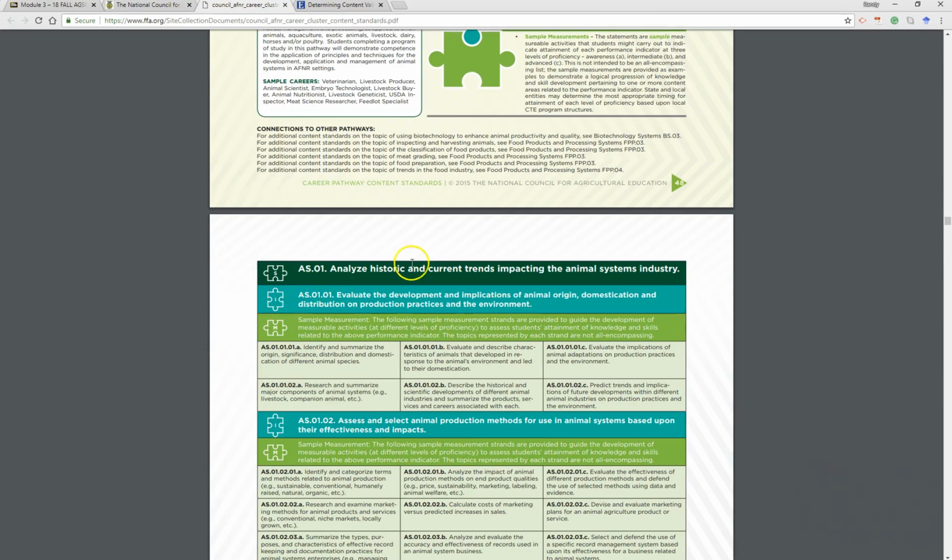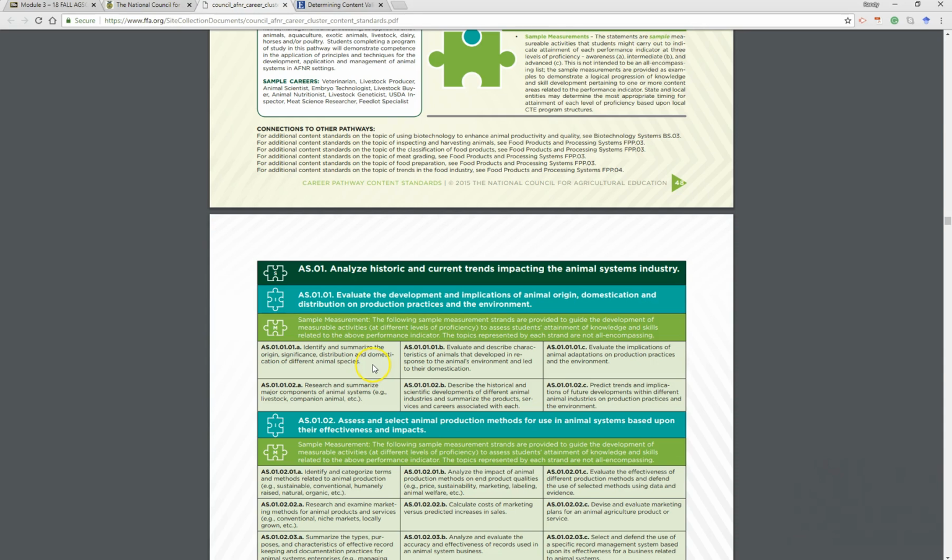One of the indicators for the animal systems industry would be this first one: evaluate the development implications of animal origin, domestication, and distribution on production practices and the environment. Then there is this list of 6 sample measurements of what students might complete to demonstrate, or for you as an instructor to measure, their ability to master that concept.